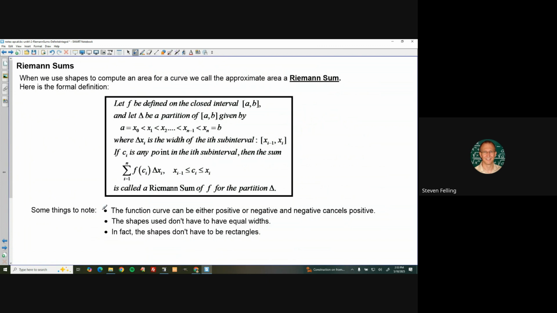So a few things to note. First of all, in the function, there's nothing in here about being positive or negative. So by default, we just go ahead and allow these to be positive or negative, and that means negative area cancels positive. The shapes actually don't have to be the same width. There's no reason this has to be the same width, although we often make them the same width. And in fact, the shapes don't technically have to be rectangles, although I think we call it a Riemann sum. This structure does indicate that you have a height times a width, so you have to have rectangles to be called a Riemann sum, but frequently they use the same techniques to calculate even though the shapes are not rectangles.